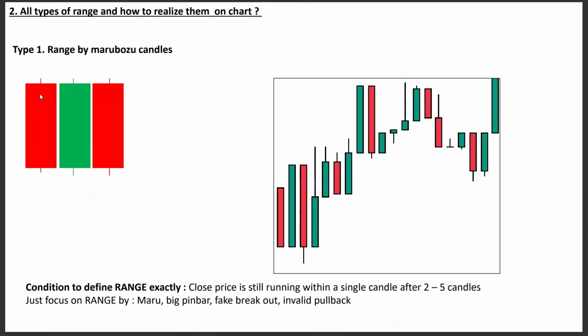A Marubozu candle forms, then another candle forms within this candle. Another one forms. So once 2 to 3 candles have formed within this first candle, a range has formed. Just like this first candle is here, then 1, 2, 3 candles formed within this level. Meaning this one opened, closed here, opened, closed here, opened, closed here. So all of these close prices are within this candle. So this has formed a range.